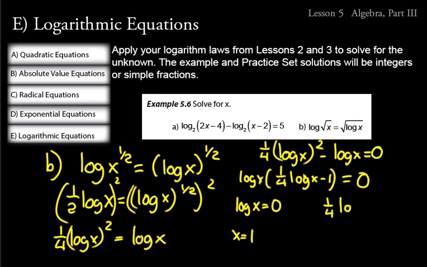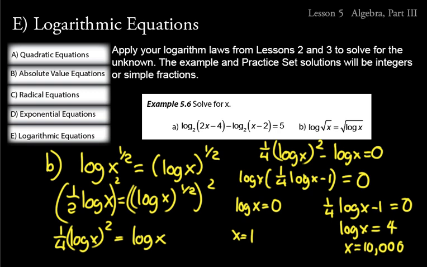1/4 log x minus 1 equals 0. So on that one, we'd say log x equals 4. When does the exponent equal 4 for a base 10 logarithm? Well, when x is 10,000, right? When x is 10,000. So there's our two solutions. X equals 1, x equals 10,000.